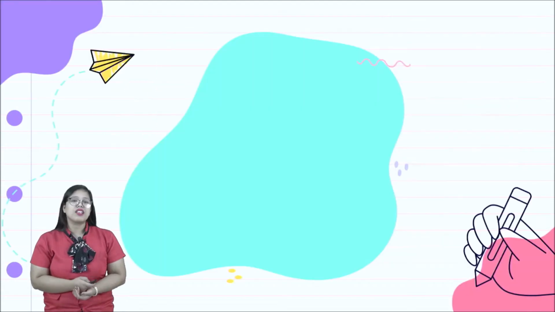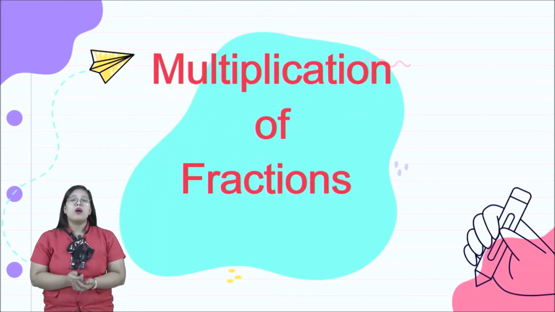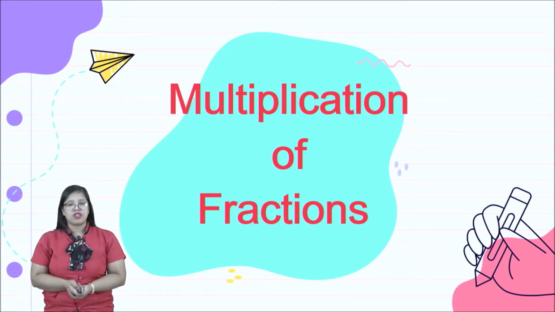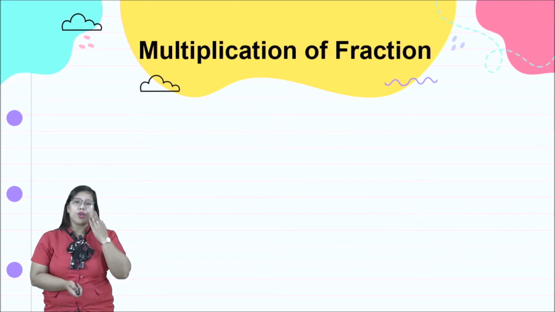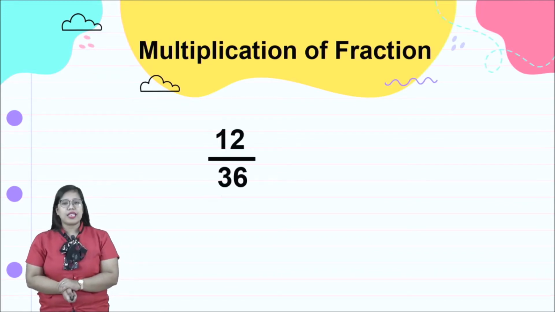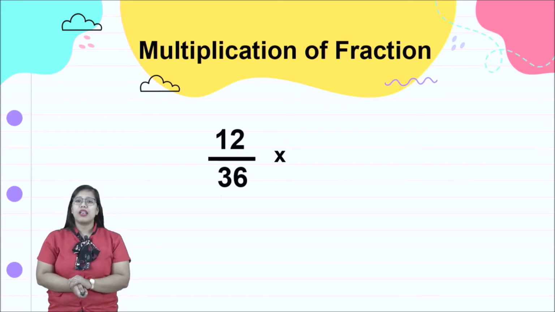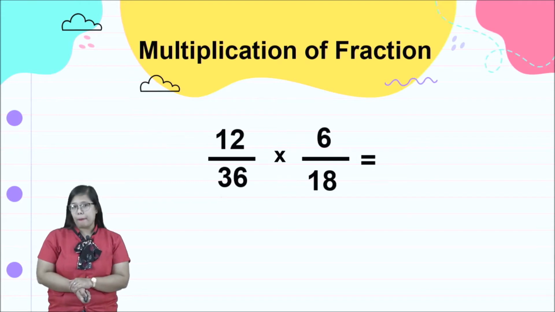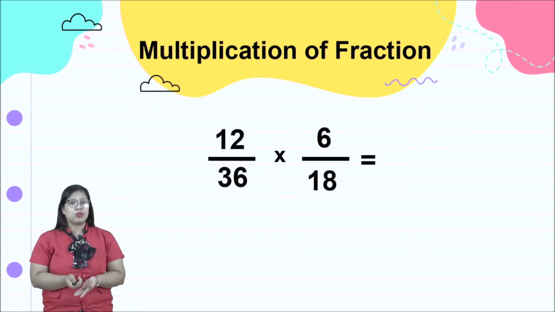So, let's start our lesson, kids. Our lesson for today is about multiplication of fractions. Again, multiplication of fractions. So, let's have first the given: 12 over 36 times 6 over 18 equals. Let's find out what the answer will be. Again, we will multiply the two fractions.